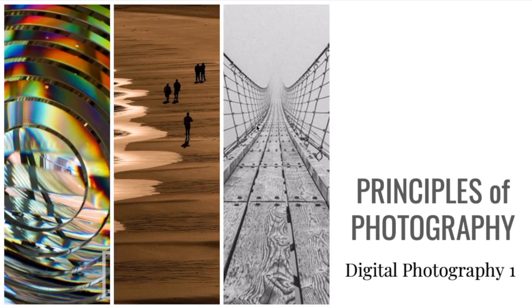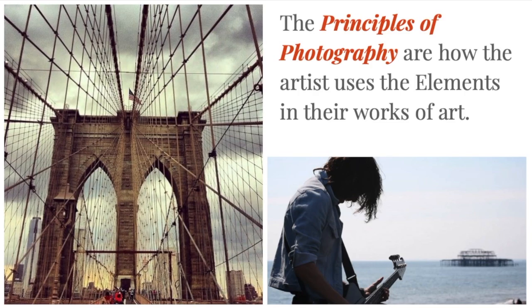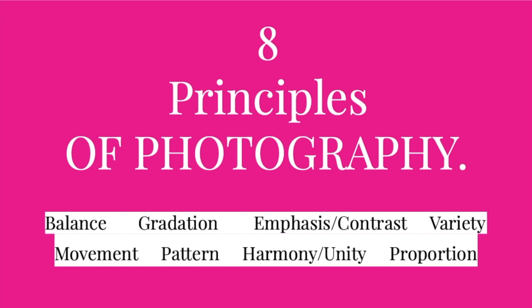Hi, everyone. All right. So this is the presentation on the principles of photography. You just got done doing the elements of photography and art. So now what we're going to do is go into the principles. The principles of photography are how the artist uses the elements. Think about the elements being the tools, and now the principles are the things you're actually going to build using them. There are 8 of them with some subcategories.